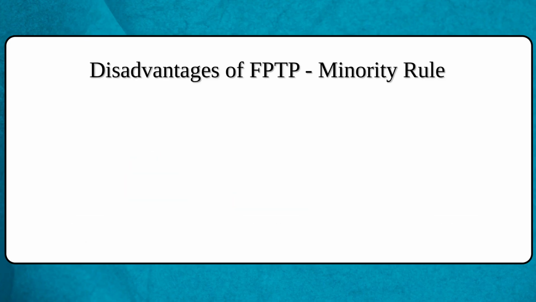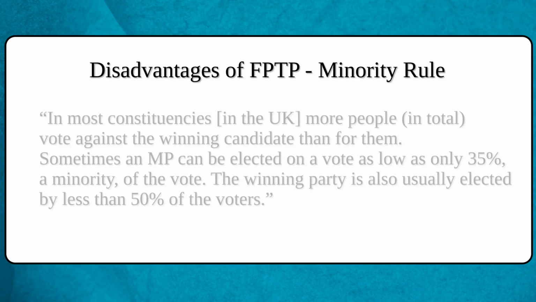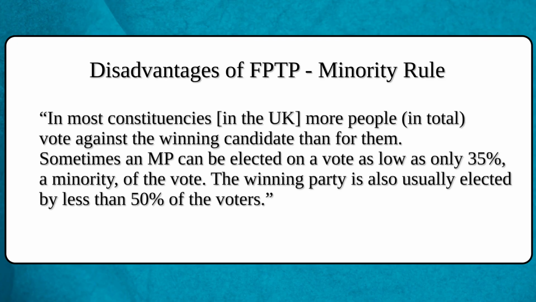For instance, as the BBC points out, quote, "in most constituencies in the United Kingdom, more people in total vote against the winning candidate than for them. Sometimes an MP can be elected on a vote as low as only 35%, a minority of the vote. The winning party is also usually elected by less than 50% of the voters." In other words, FPTP can and often does lead to the minority of the population electing a majority to the legislature. This, of course, runs entirely counter to the point of having a democracy in the first place.